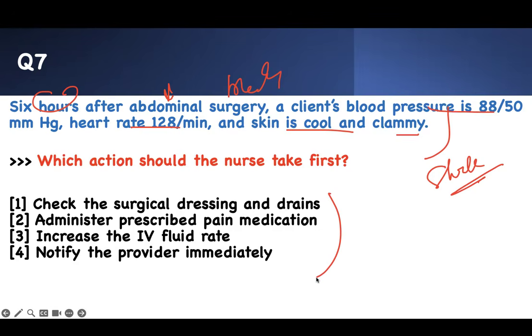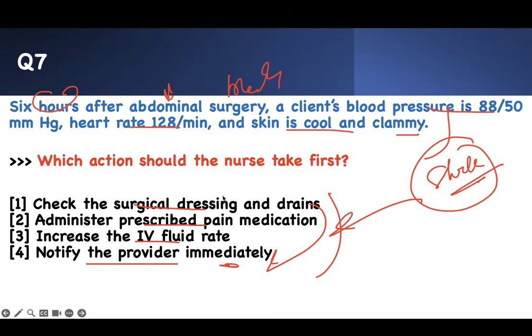I'll give you the content; analyze the question. I know what I'm looking for. I'm waiting for the buzzword. And what am I going to use to answer the question? Not all this, only shock. If I'm in shock, I check the surgical dressing and the drain. I give the patient pain medication. I increase IV fluid and notify the healthcare provider. Before you call the doctor, he's going to ask you, how does the dressing look? Is there blood in the drain?